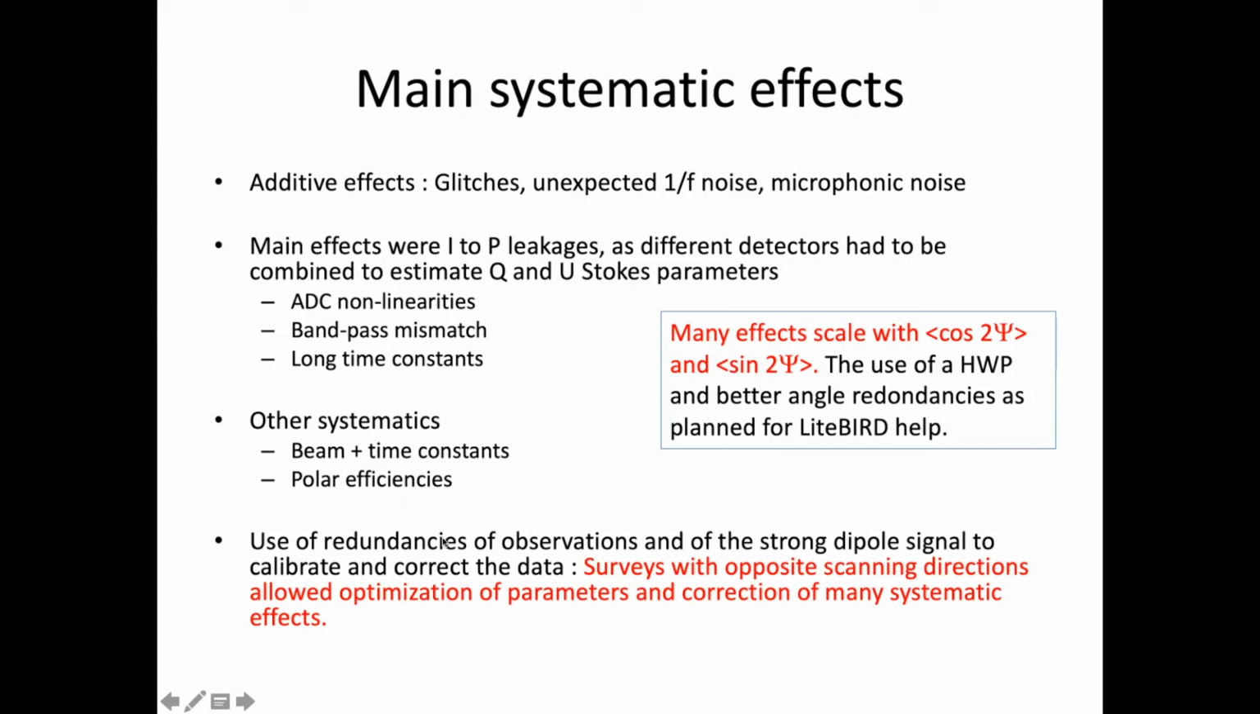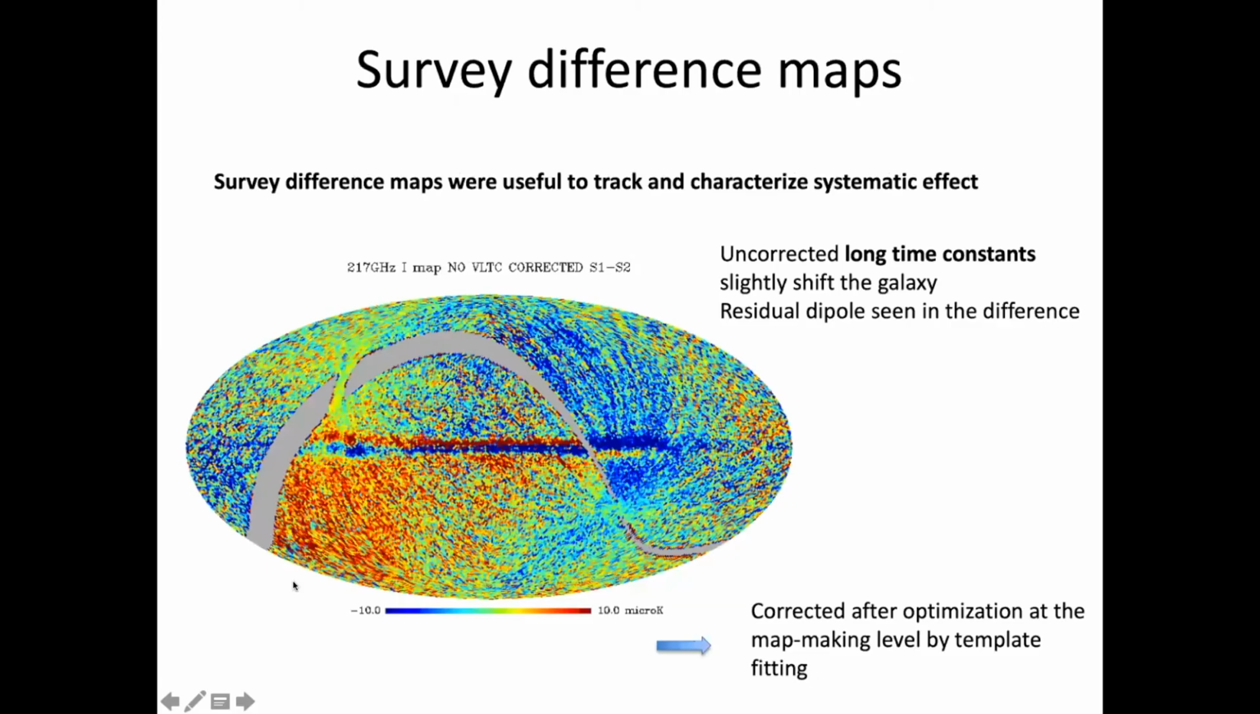The use of redundancies was very useful, obviously. If you have many redundancies in the data, you can break the degeneracies and fit systematics and parameters. I gave you the example of the survey 6 months apart. You scan in one direction and you come back 6 months later and scan in another direction. If you have some long time constants, you can fit those, on the galaxy in particular. This is illustrated by this map.